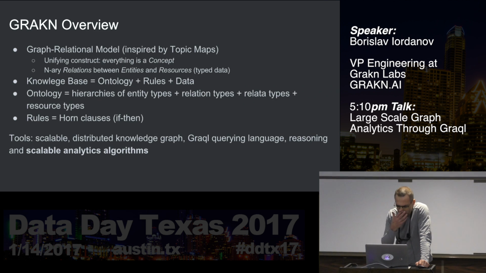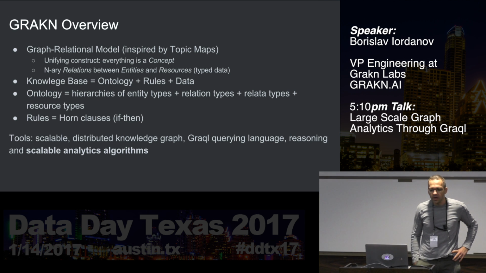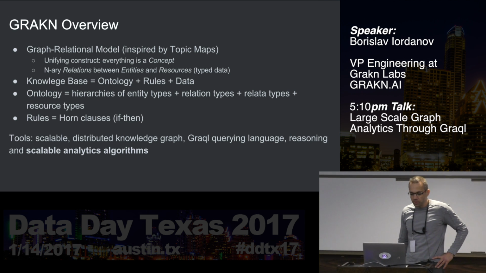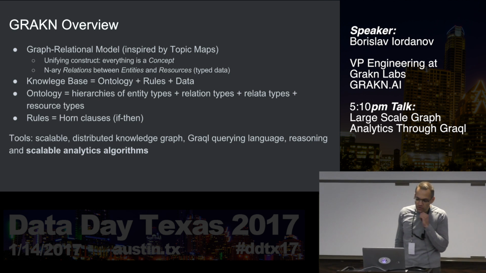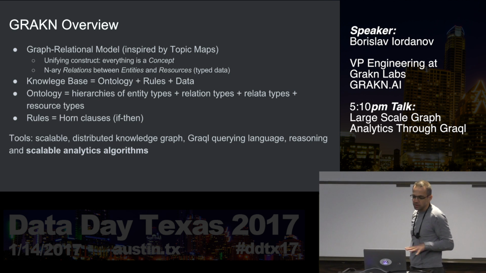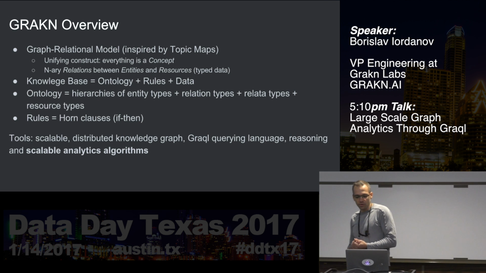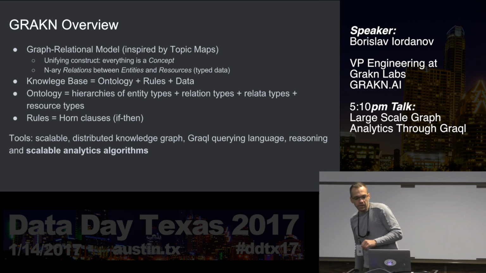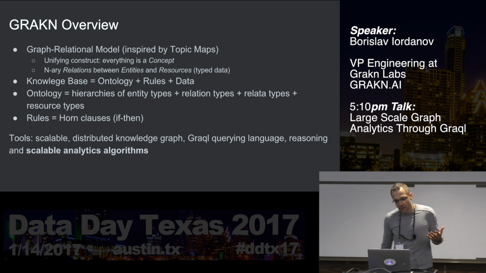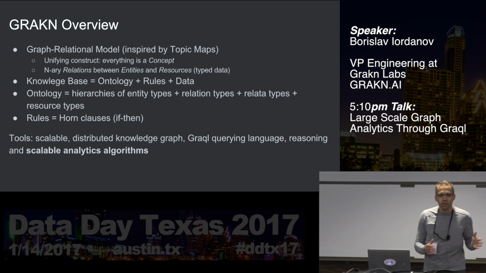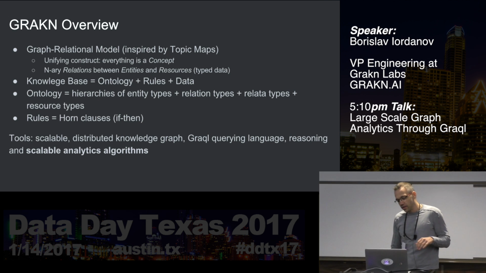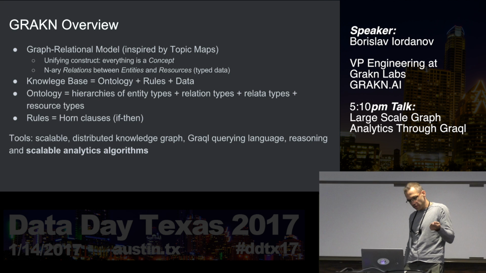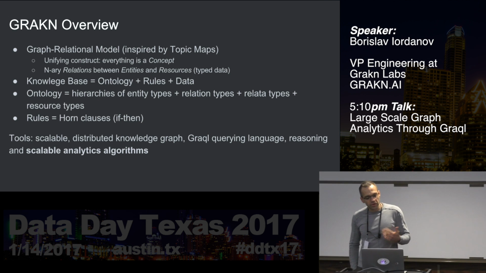So, as an overview, we at GRAKN AI built a new knowledge-oriented platform. It's a hybrid graph relational model, sort of inspired by topic maps. There is a unifying construct where everything is a concept, and then we have different types of concepts. We have n-ary relations between entities and resources, and we have this notion of a knowledge base on top of a graph database, which is made up of ontology, rules, and data. The ontology is made up of several hierarchies, of entity types, relation types, and the relata types, the types of the components that go into a relation. And we have rules, which are basically Horn clauses.